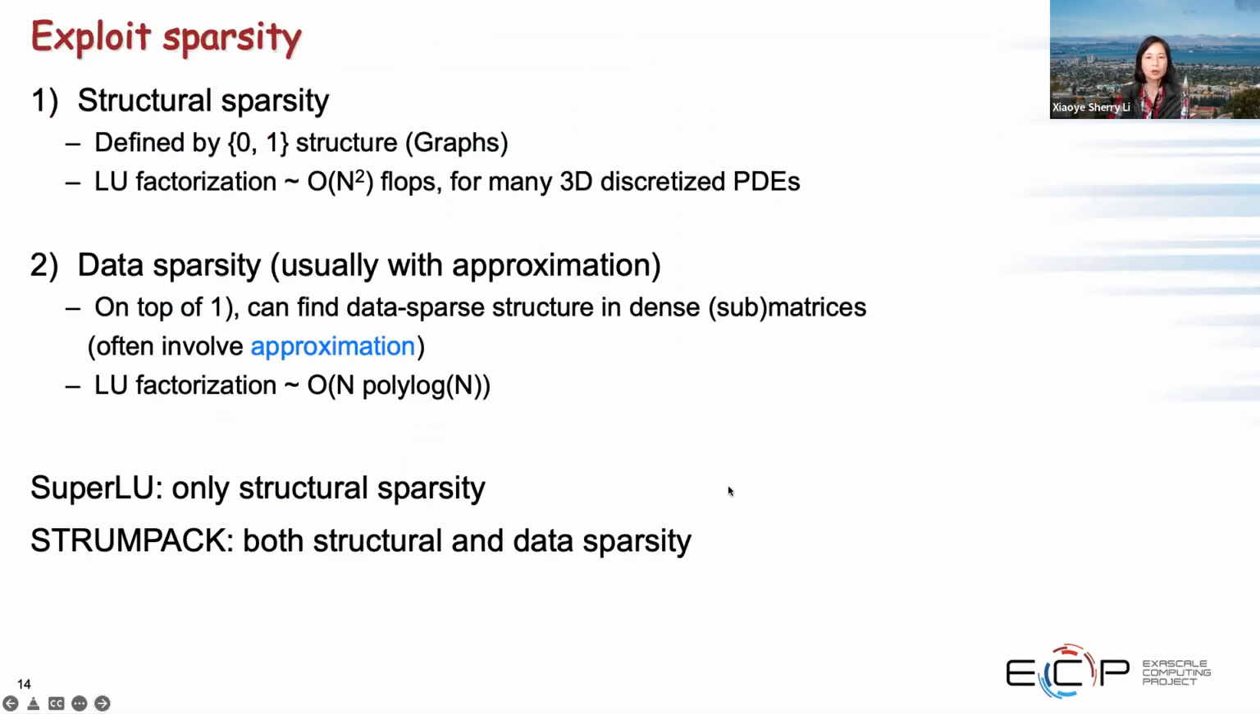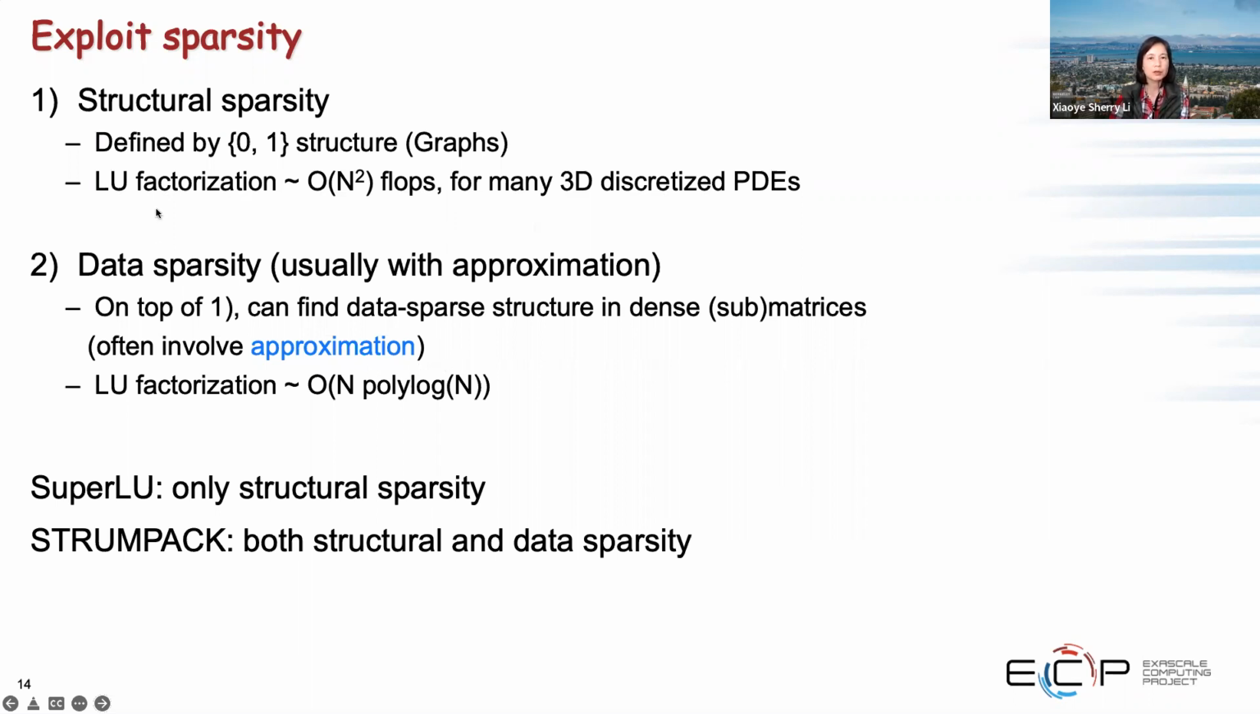All right, so the main thing is to want to exploit sparsity. And when we talk about sparsity, there are two different kinds. One is structural sparsity, which means in your matrix, you have a lot of hard zeros, which you don't want to deal with, so don't store them, don't do operations with them. And in this case, for many 3D discretized PDE problems, you actually could get the LU to be order of n squared instead of n cubed if you treat it as dense.